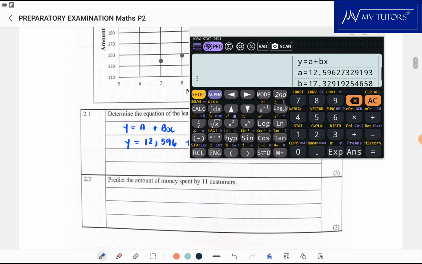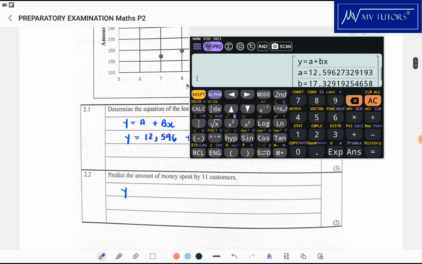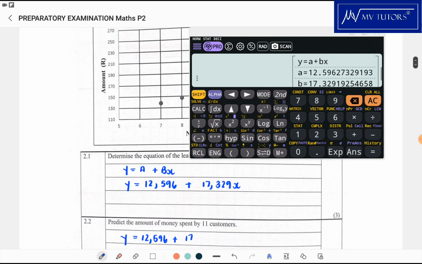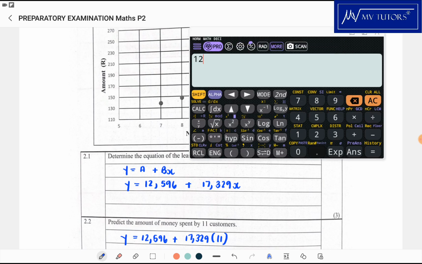Then 2.2 says, predict the amount of money spent by 11 customers. Remember, number of customers is x. So we're going to use our equation and say y is equal to 12.596 plus 17.329, multiplied by 11. You can go back to the normal mode. 12.596 plus 17.329 multiplied by 11 gives us an answer of 203.